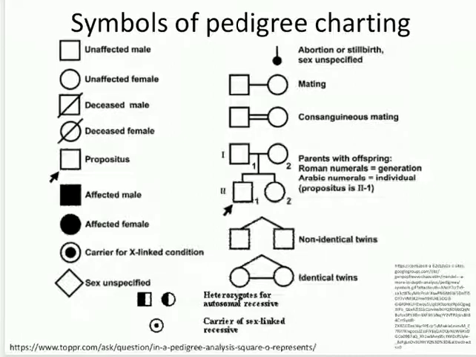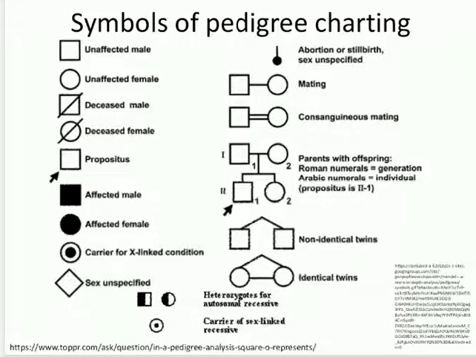And if you connect a circle and square with a line, that is marriage, mating. If you connect the circle and square with a double line, that is consanguineous marriage or consanguineous mating. Parents with offspring can be represented, non-identical or dizygotic twins can be represented in a particular fashion, and monozygotic or identical twins can be represented in a particular fashion.